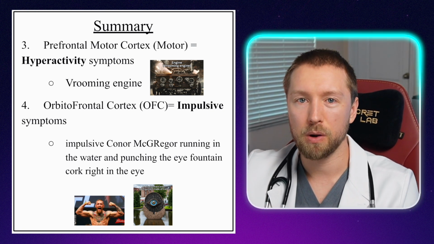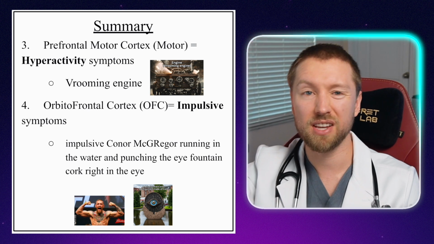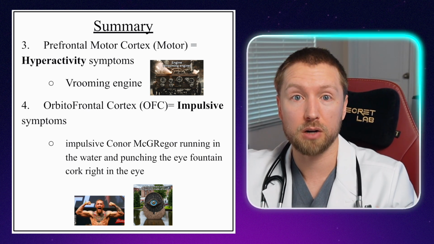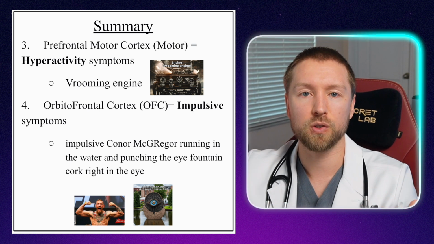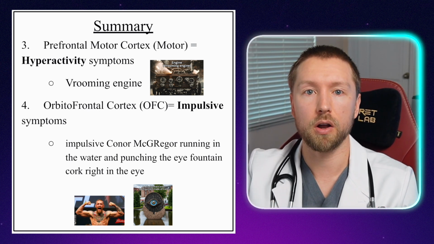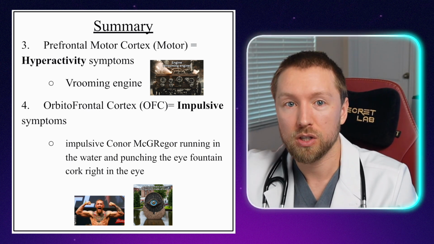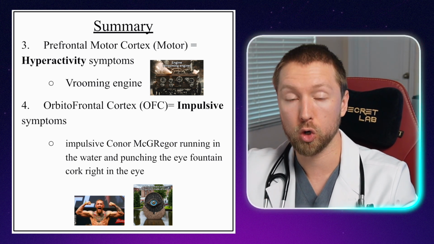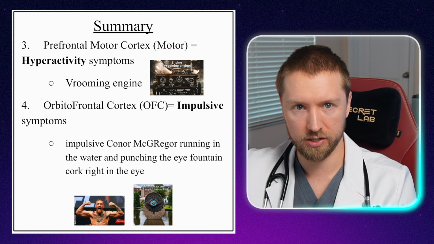Number four, the orbital frontal cortex, the OFC. How can we link that with impulsive symptoms? Well, for impulsivity, we're going to imagine Conor McGregor. So we're imagining an impulsive Conor McGregor running in the water and punching the eye fountain cork right in the eye. Remember, orbital frontal cortex is eye fountain cork. And this is the story we're going to tell ourselves to remember it.